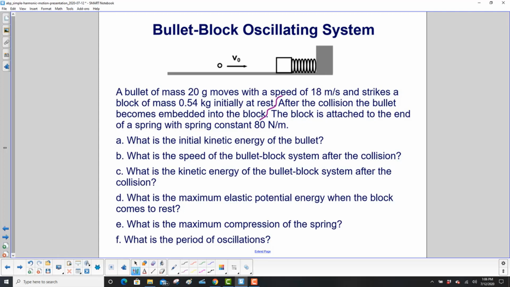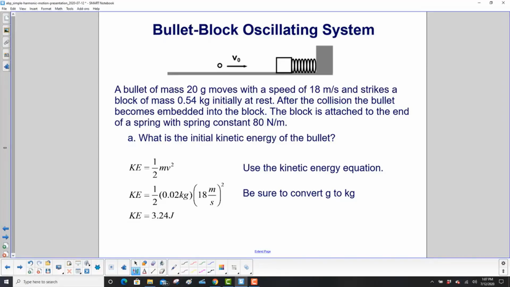The block is attached to the end of a spring with the spring constant 80 newtons per meter. What is the initial kinetic energy of the bullet? What is the speed of the bullet block system after the collision? What is the kinetic energy of the bullet block system after the collision? What is the maximum elastic potential energy when the block comes to rest? And then what is the maximum compression of the spring? These two are the same thing, right? And what is the period of oscillations?